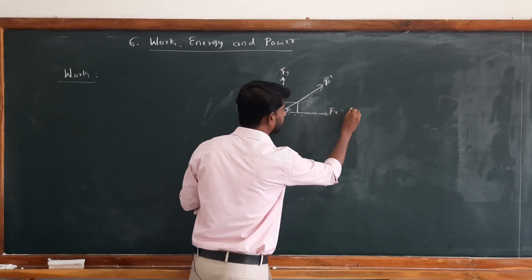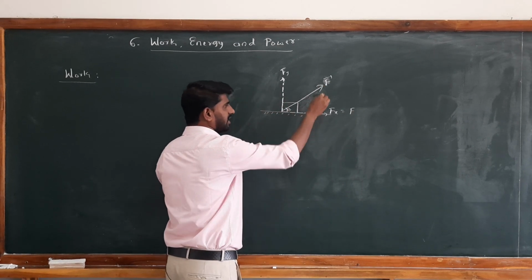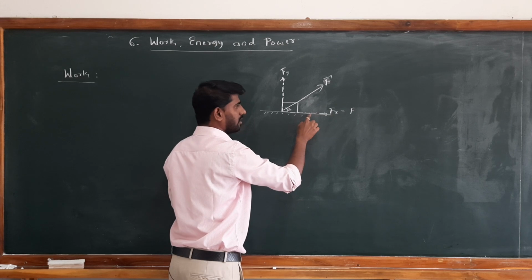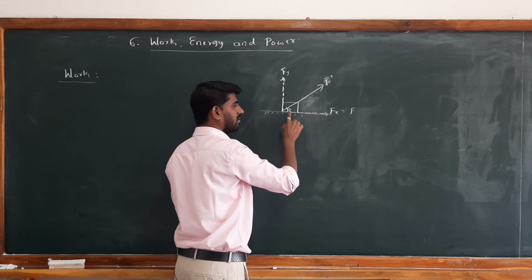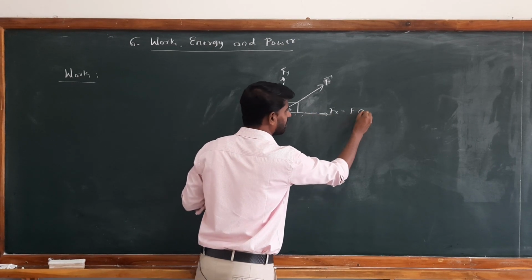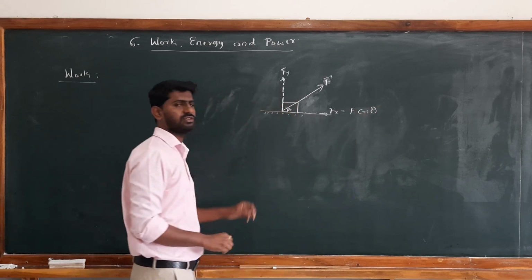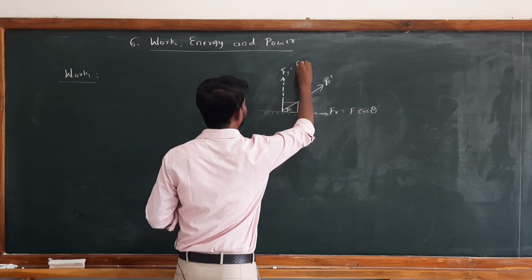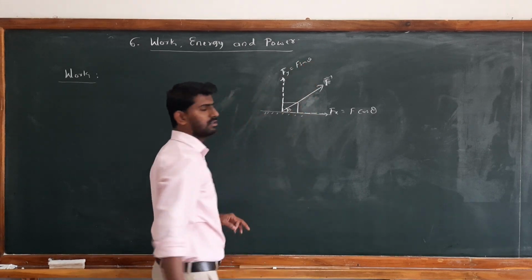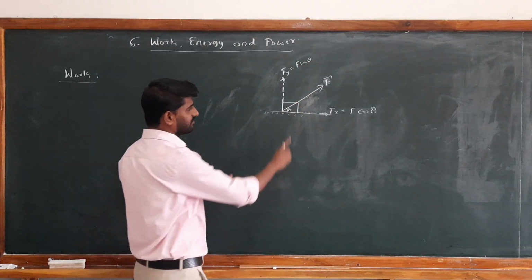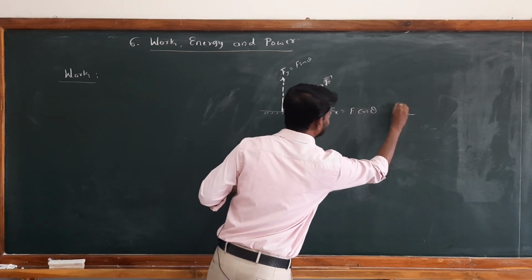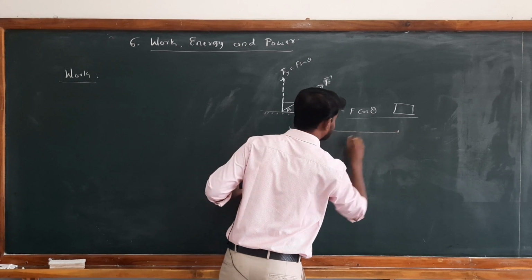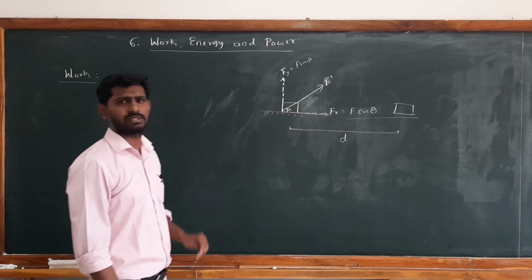Then I can write Fx equal to F into, so if I take a triangle, this becomes the adjacent side. The value at the adjacent side will be associated with the cos function, so that will be F into cos theta. And here obviously this will be F into sin theta. As a result of this force, if the body is displaced from here to here, I call this the displacement d.